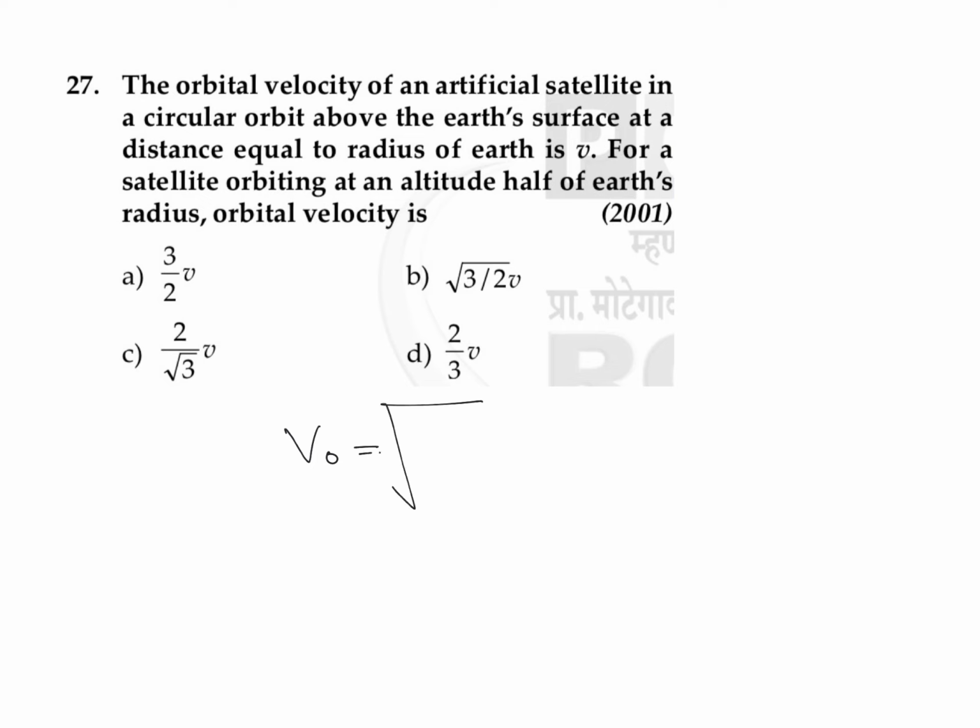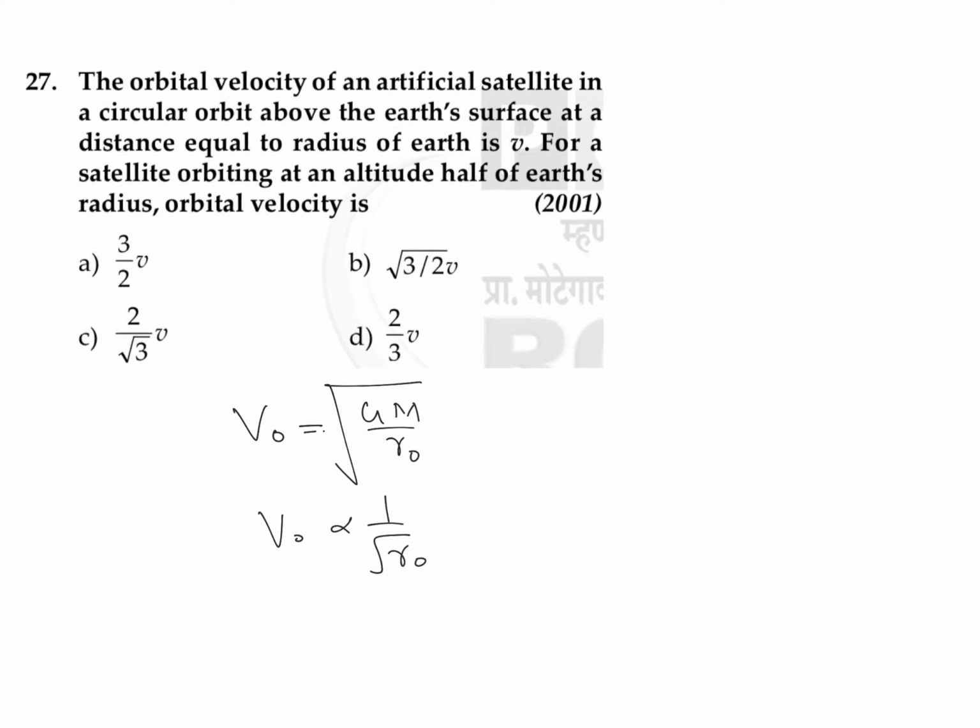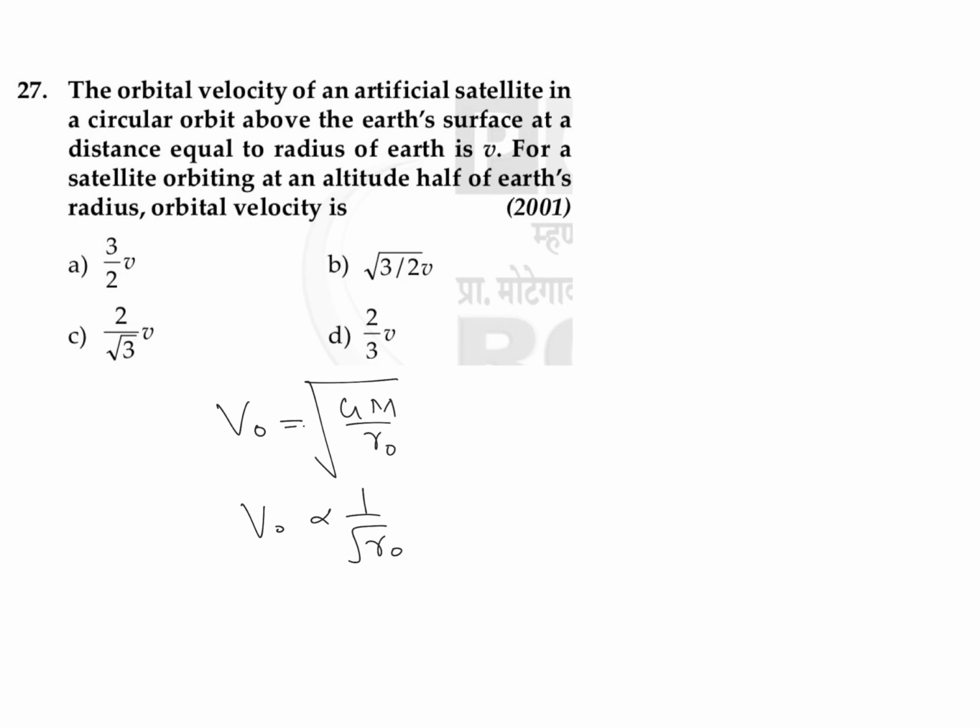We know that orbital velocity is root of GM divided by orbital radius, or orbital velocity is inversely proportional to root of orbital radius. Now in the first part it is given that the orbital velocity of an artificial satellite in a circular orbit above the Earth's surface at a distance equal to the radius of Earth is v.